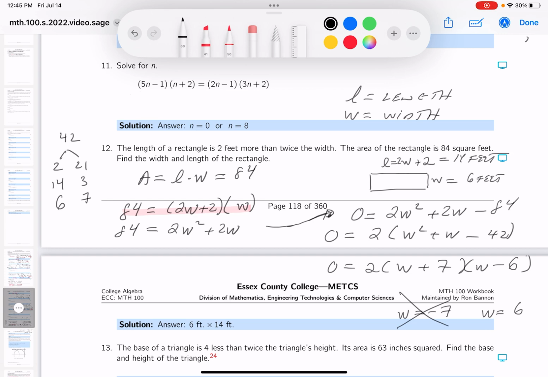What's the question? Find the length and the width of the rectangle. So it's 14 feet by 6 feet. All right, let's take a look at the key, see if we got it. 6 feet by 14 feet, and we're good to go to the next question.